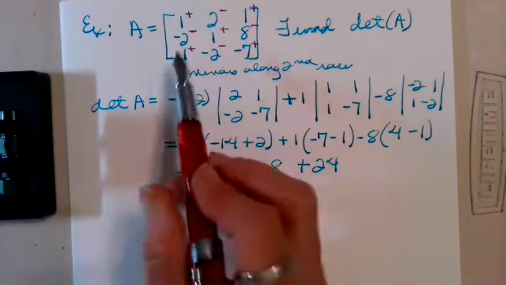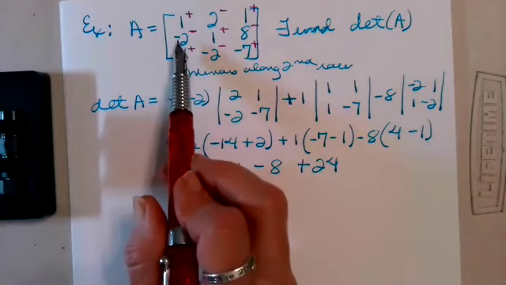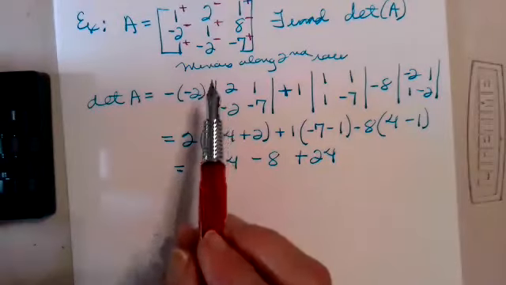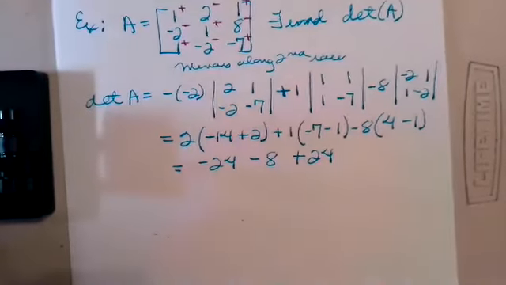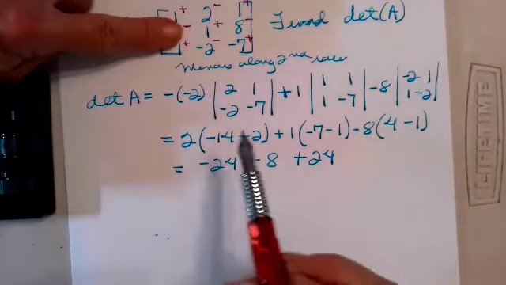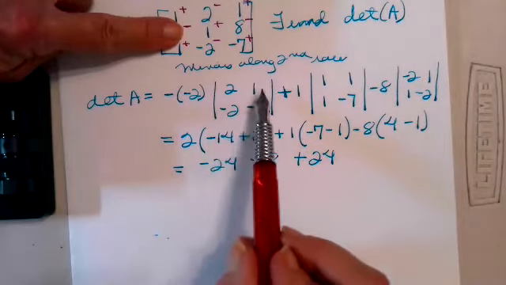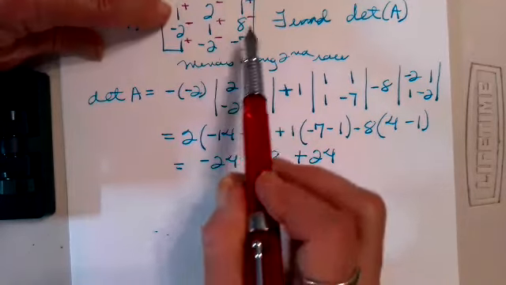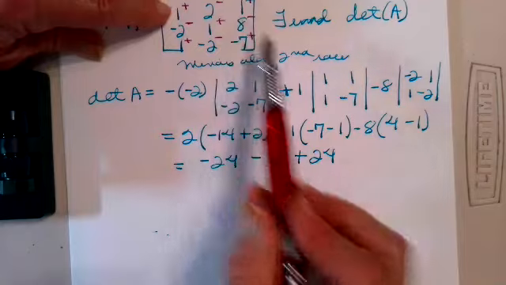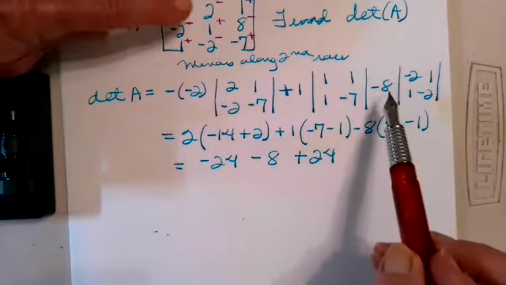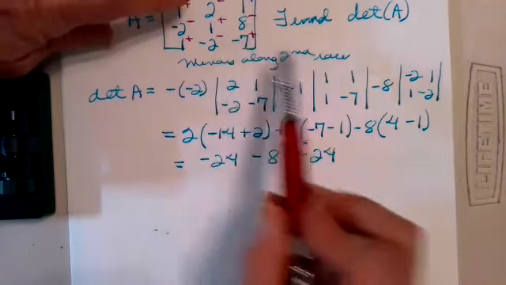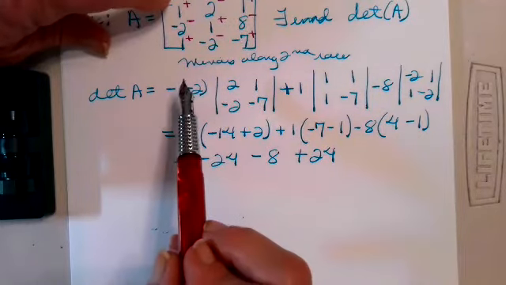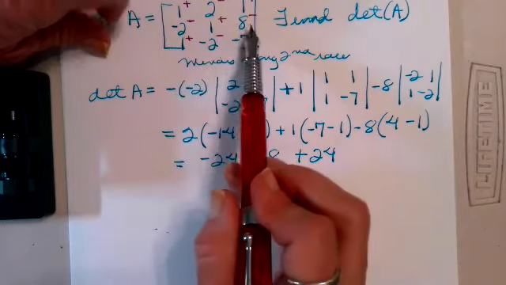Okay, I did. So if I'm going along the second row, I get minus minus 2, that's plus 2. And then, oops, sorry, knocked my document camera. And then when I delete the row and the column with minus 2, I should have 2, 1, minus 2, minus 7. Then I have a 1 times, delete the row and the column containing 1. That would be 1, 1, 1, minus 7. And then I have a minus 8 because the minus sign goes with the 8. And delete the row and the column containing 8.